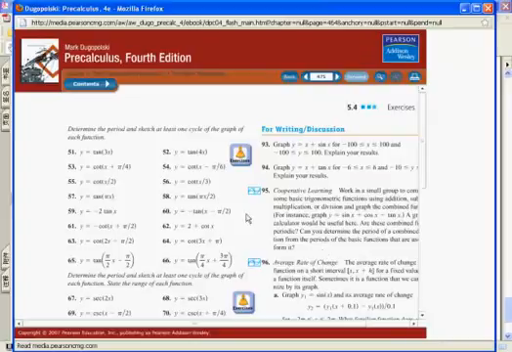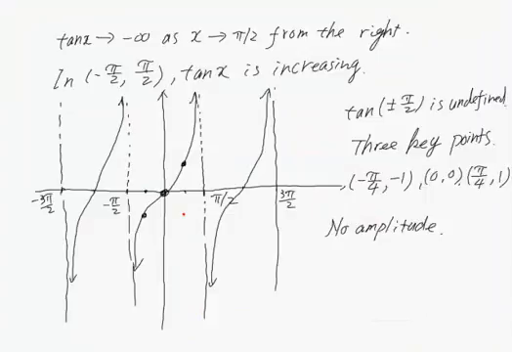Now let's look at problem 52. We determine the period of the tangent function and sketch at least one cycle of the graph of this tangent function. So by the way, from the graph of the tangent function, we can know the period of the tangent function is equal to pi. You see, so the period for the tangent function is equal to pi. Okay.